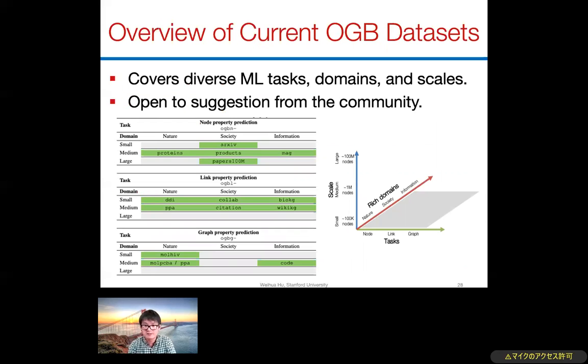Overall, we have 15 datasets currently available in OGB, covering diverse tasks, domains, and scales. We are also open to suggestions from the community about the datasets to include. In our paper, we additionally performed extensive baseline experiments for each dataset and discussed research challenges and opportunities. We especially highlight the challenges of developing graph ML models that are scalable to large graphs and generalizable under the realistic dataset split.